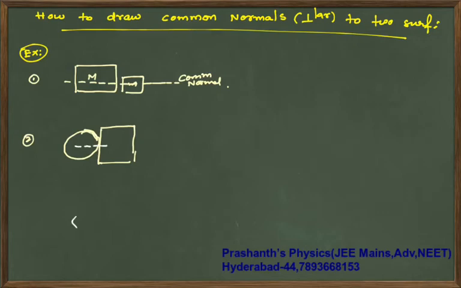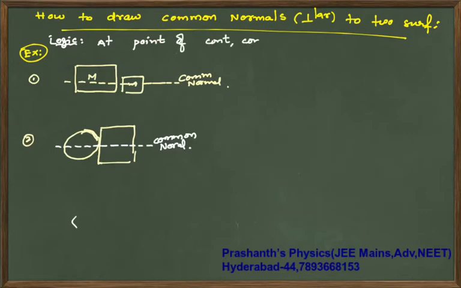So it will be like this. I want you to use common sense. At the point of contact, the common normal must be perpendicular to both surfaces. Right? So this is how you are supposed to do this.